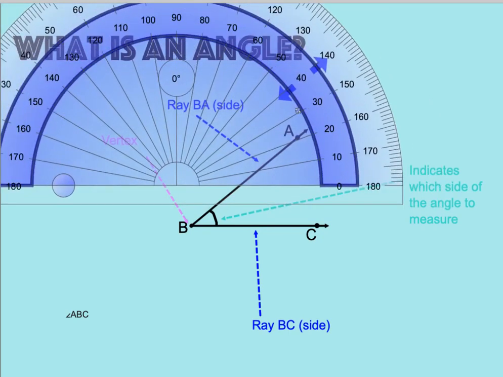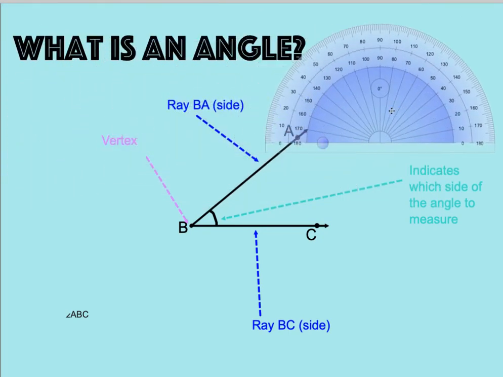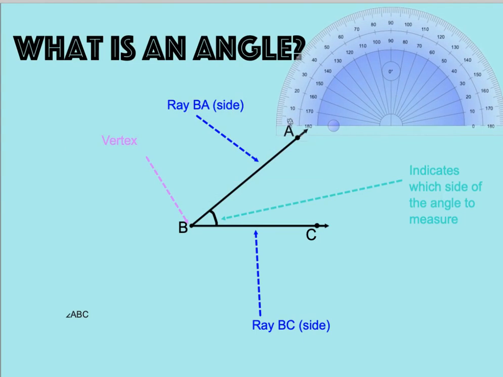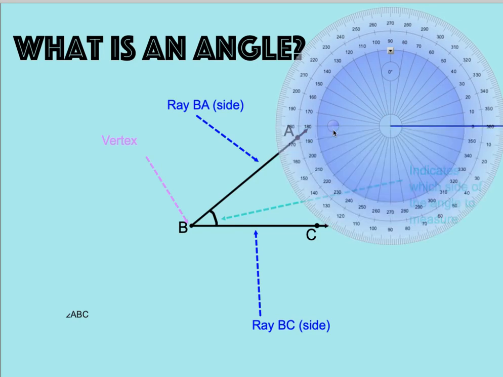This is a protractor, and it measures from 0 to 180 as a half circle, or we can measure it 360 degrees as a full circle. Angles are measured in degrees because an angle is telling you how much of a circle is being used.